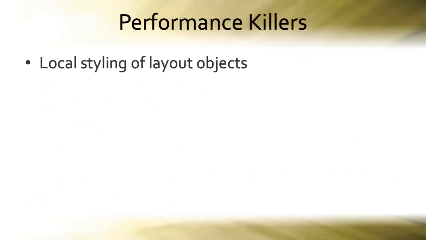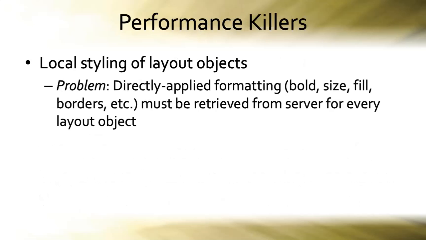First up, performance killers. And the first among them is local styling of layout objects. Local styling of layout objects means that if you directly apply formatting options or attributes like bold, font size, fill color, border style, and corner radius, and all the hundreds of design opportunities that FileMaker gives us for making the objects on our layouts look great, if you directly apply those to individual layout objects, those formatting attributes must be retrieved from the server, downloaded to the device for every single layout object. That slows down the loading of layouts.